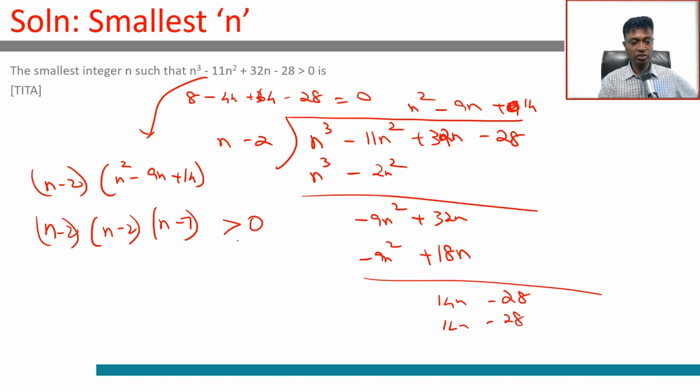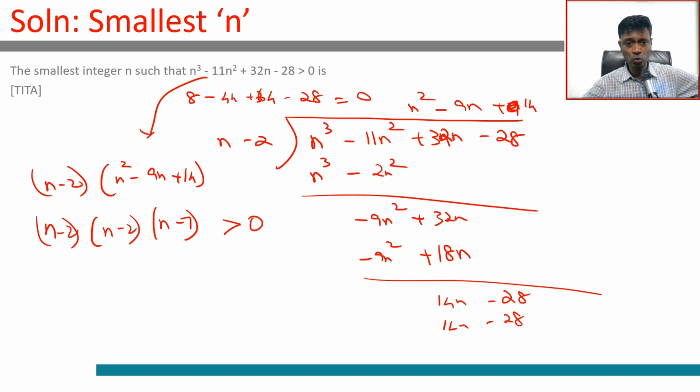When will this be greater than 0? When n is greater than 7. When n is 7, it will be 0. When n is between 2 and 7, it will be negative.